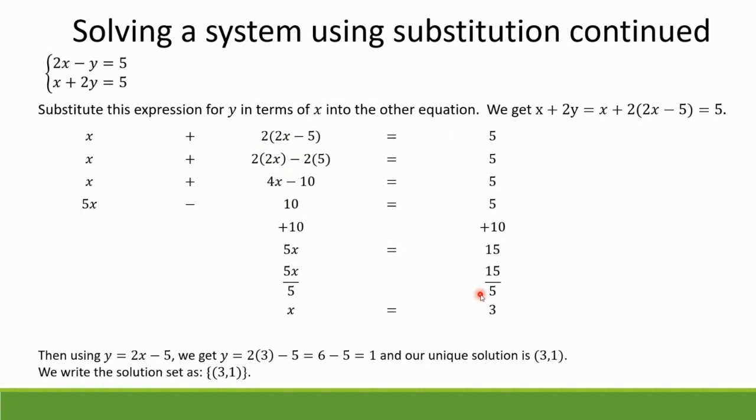But remember, a solution is an ordered pair. So we need to know what y is. Can we do that? Well, yeah, because we know what y is in terms of x. I mean, that's down here. Replacing x by 3, we get 2 times 3 minus 5, which is 6 minus 5, which is 1. So we have x is 3, y is 1. We get our solution set, the ordered pair 3, 1. So we have a solution here.